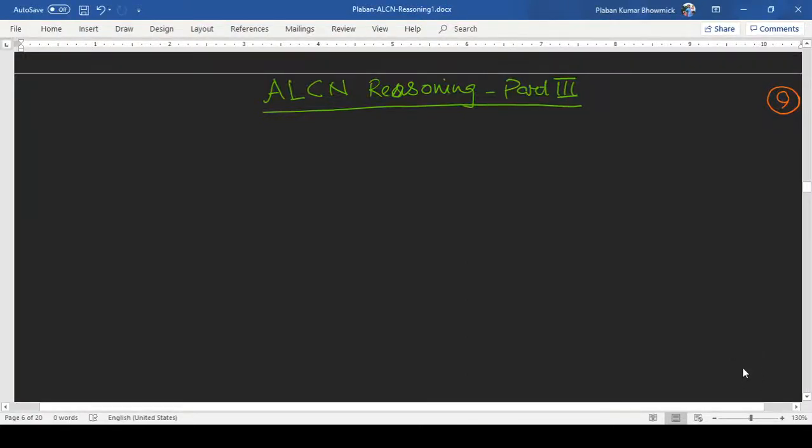We are in the third part of the ALCN reasoning. What we are doing gradually throughout the videos is trying to gather the ingredients for designing the algorithm for ALCN reasoning. Here is another ingredient. Up till now, we haven't considered the different kinds of number restrictions together, and exactly what we'll be doing to start with, right?